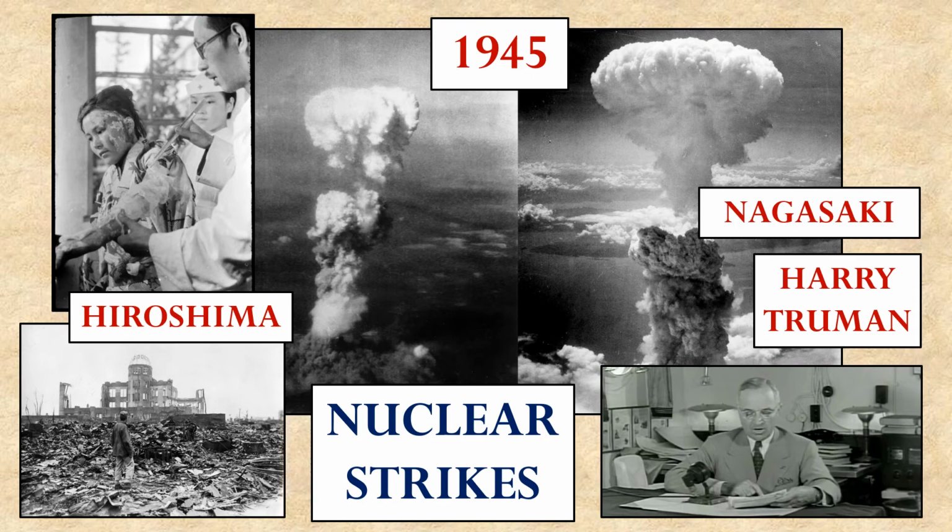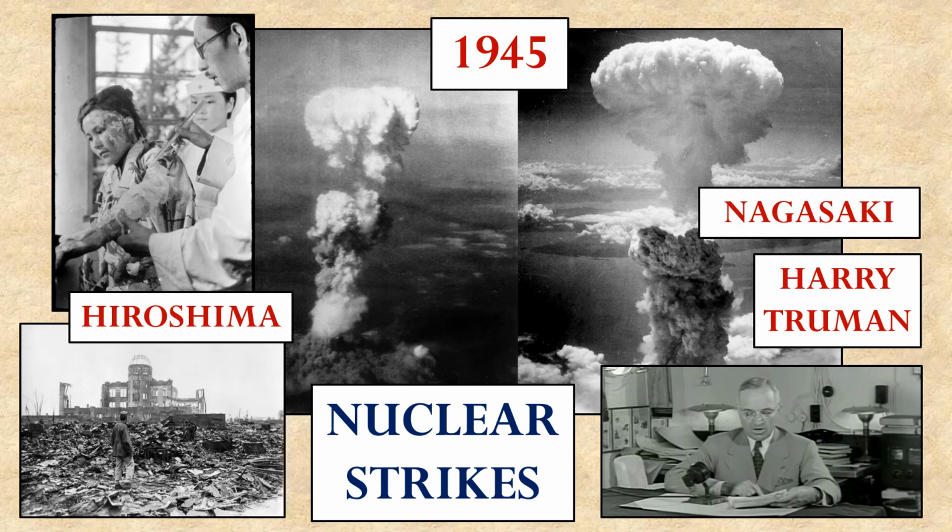The pictures on the slide that you see are, to the top left, a person suffering from radiation burns after the bombing of Hiroshima. To the bottom left, one of the few remaining buildings near the center of where the bomb blast was. In the center of the page, you have the cloud from the Hiroshima blast, and to its right, the cloud from the Nagasaki blast. These were photographed from the planes that dropped the bombs. And then in the lower right, you have Harry Truman announcing to the United States the existence of the atomic bombs and the strikes that had been inflicted upon Japan.